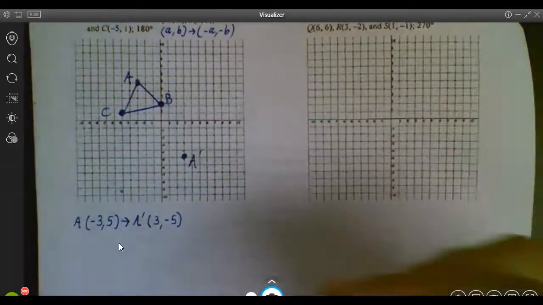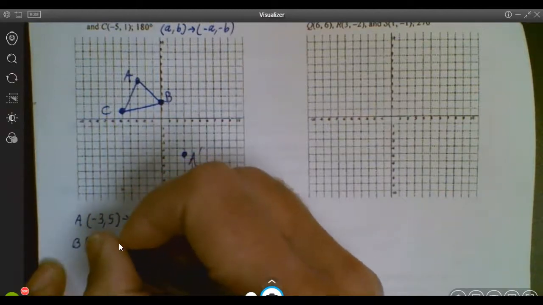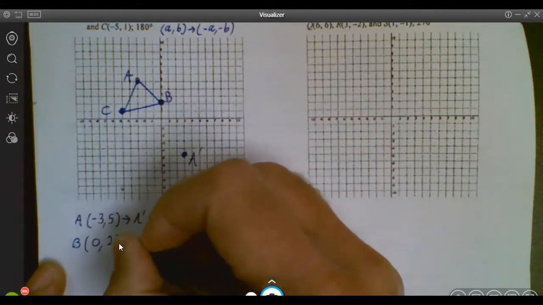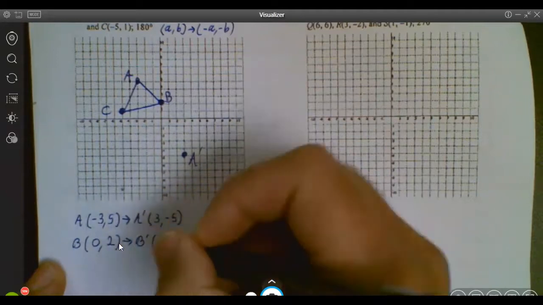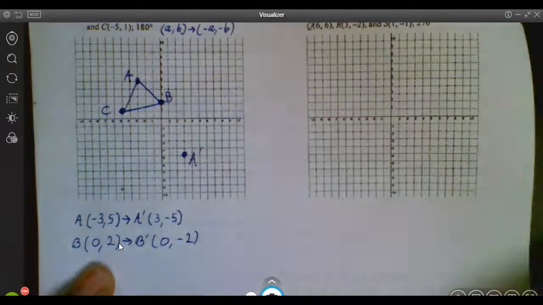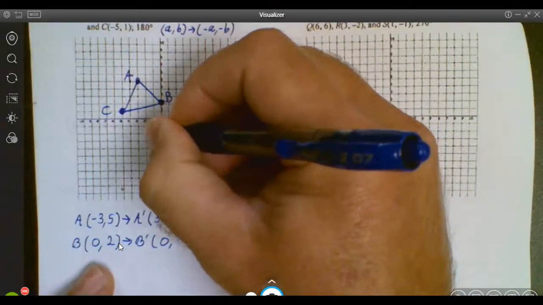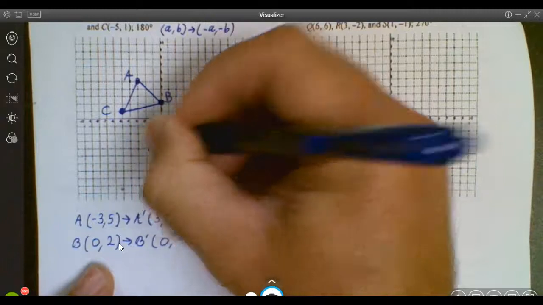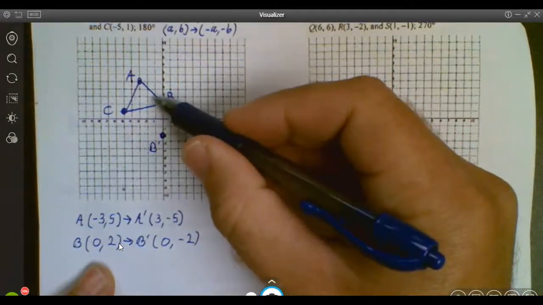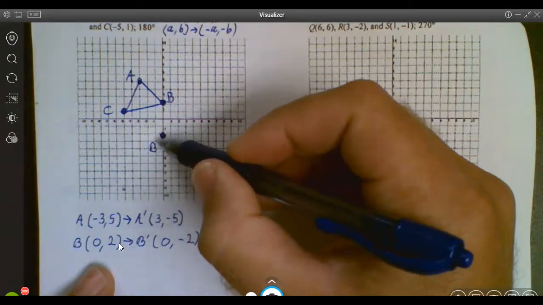Point B was at 0,2. So if I just apply the sign change, it would become 0, -2. Obviously 0 can't change signs. So 0, -2 puts me here. Here's B prime. And again, you'll notice he went 90 degrees here, and then 180 to end up right there.